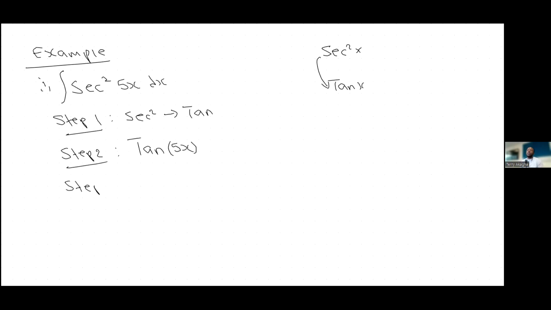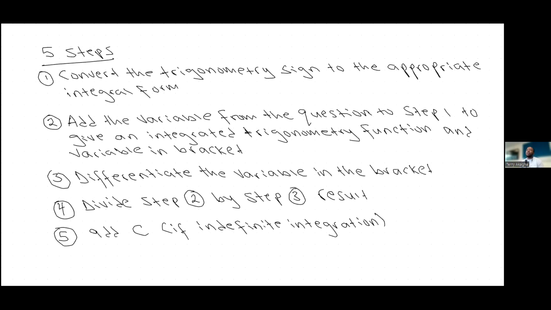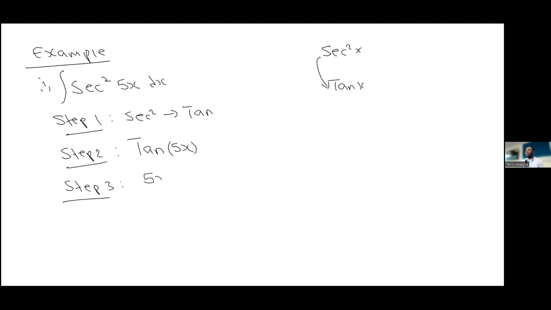Now step 3, what do we have to do? We then have to differentiate the variable in the bracket. So the variable in the bracket we have here is 5x. So when you differentiate 5x, it's going to give us what? 5. So please, if you're not conversant and you're not comfortable with differentiation, please go back to my video series on differentiation and look at all the rules on differentiation. So it will give you 5.